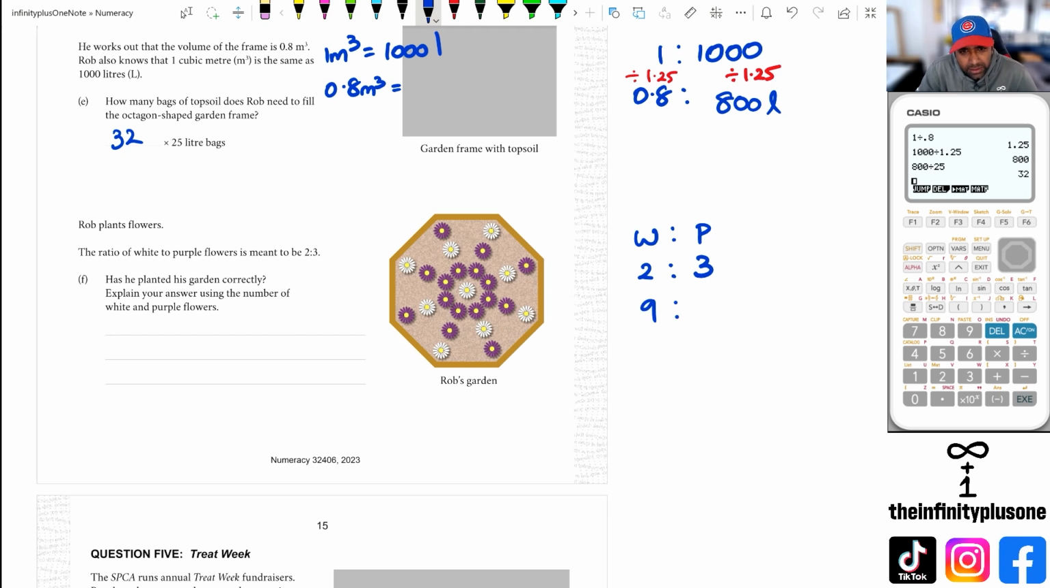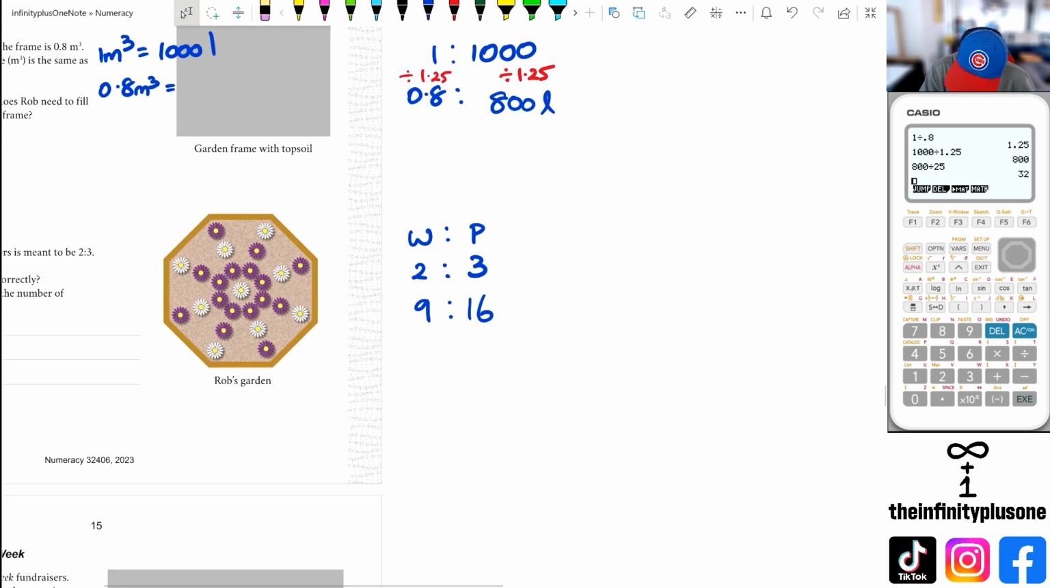Then I'm going to count the number of purple flowers, which is 8 and 8 and 8, 16. Now what the question's asking is, has he planted this garden with the right ratio? Now if we look at it, we've got 2 to 3 and 9 to 16. Let's just have a look at 2 to 3. If I do another 2 to 3, I'm going to multiply everything by 4, and I'm going to get a ratio of 8 to 12. I know that ratio-wise it doesn't actually make sense.